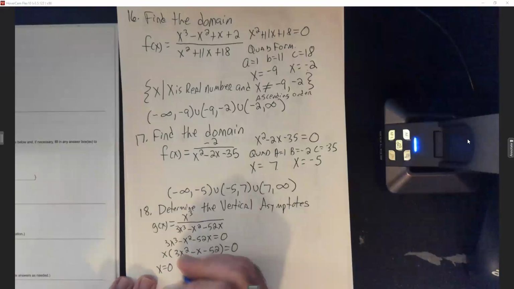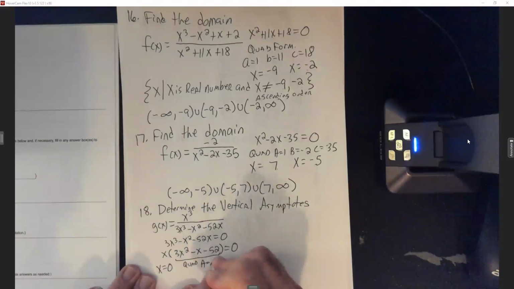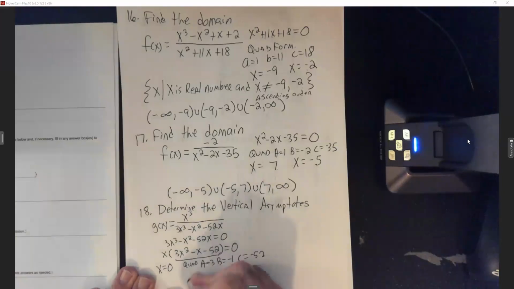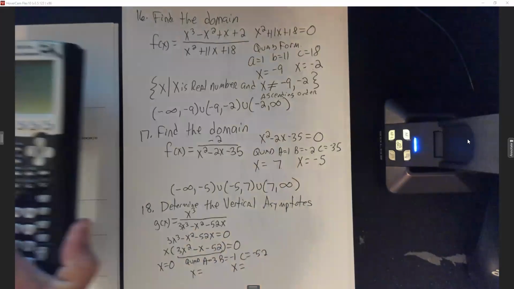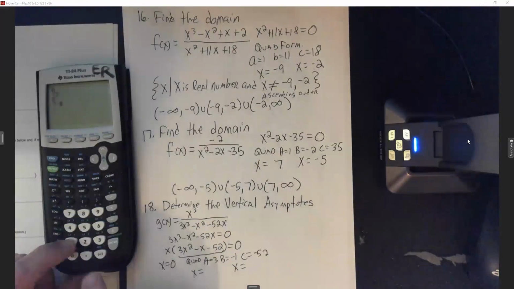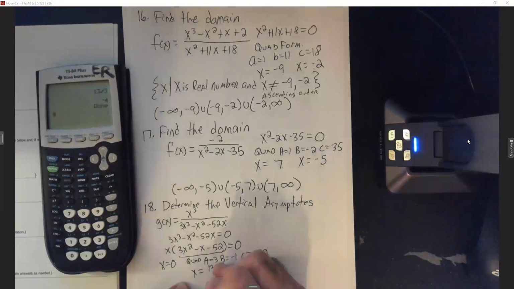Here, I'm going to use quad: a equals 3, b equals -1, c equals -52. All right, I'm not sure what quad is going to give us on that, so let me hit it again. So quad, I had 3, -1, and -52. I hit enter. Remember, I don't want decimals, so I hit enter one more time, and I get 13 over 3 and -4.